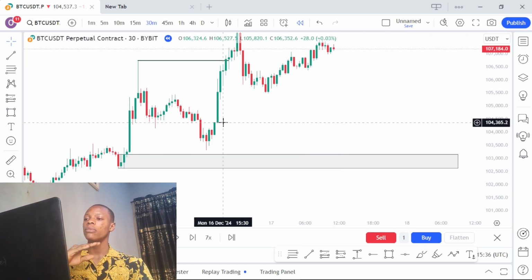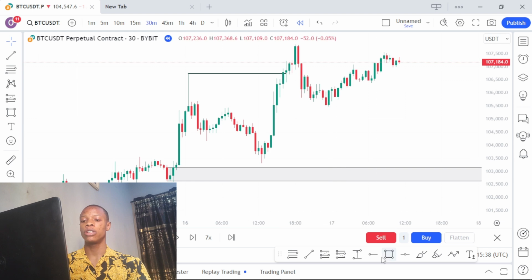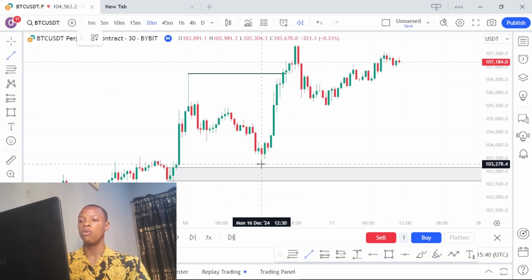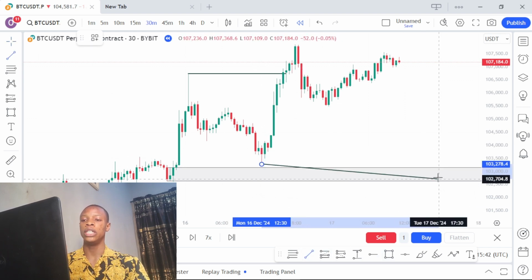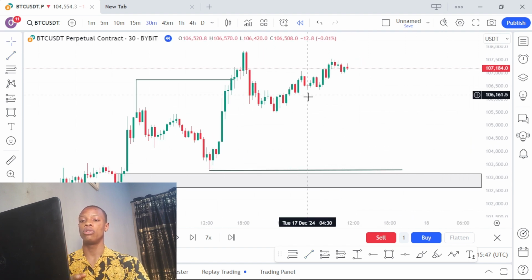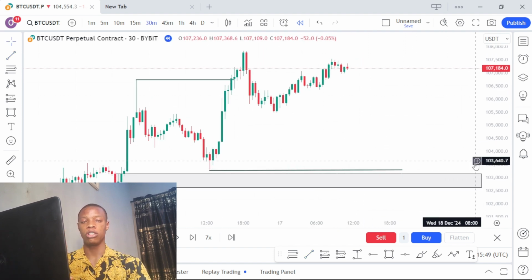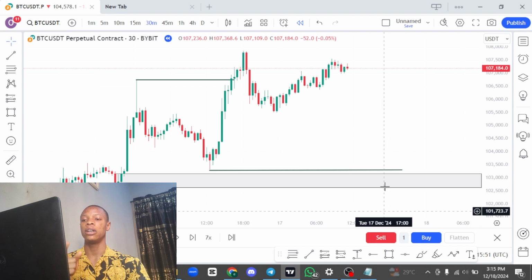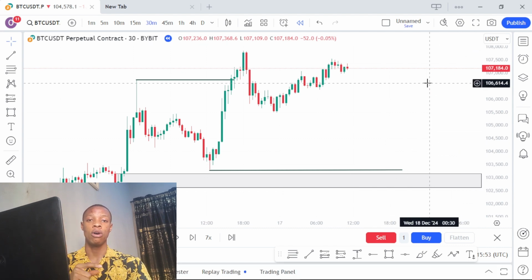Now this low, I'm going to consider it as my liquidity, which people are going to use as their order block, relative to my main order block right here. So I'm going to wait for the price to sweep this low, hit stop loss, provide liquidity for the market, and then tap on my main order block and go up.